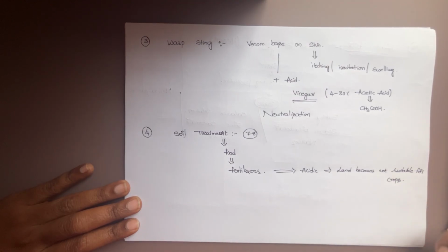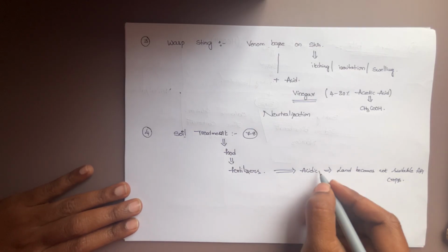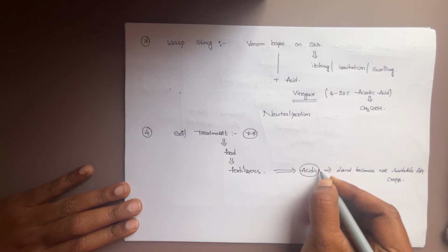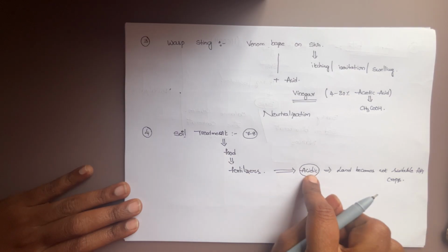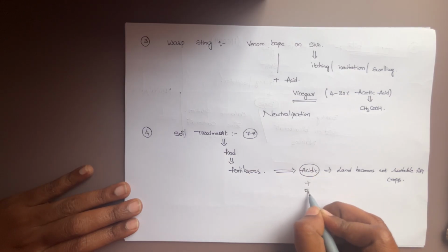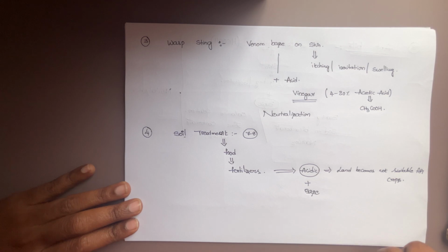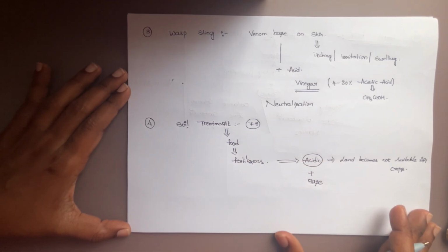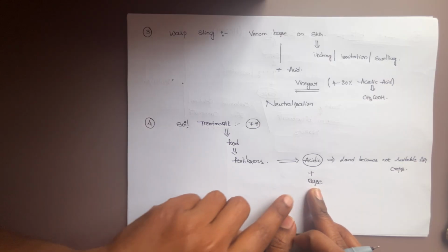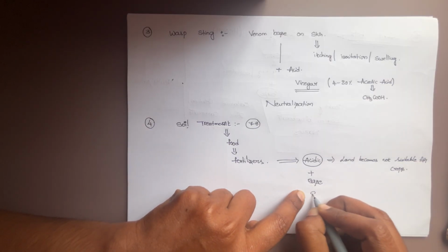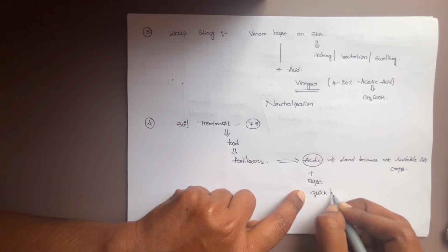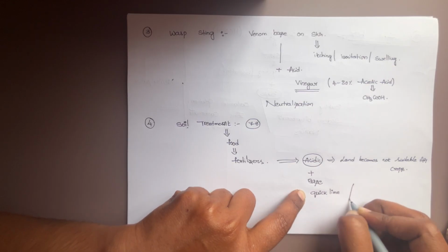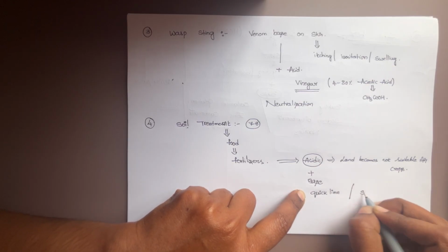Whenever it is not suitable for crops, we need to nullify this acidic character. Like in the previous examples, how do we nullify this acidic character? By adding a base. Whenever we add a base, we can easily nullify its character. Again, here also we are not supposed to use all types of bases. We can use specific types of bases which are suitable for the soil. Those are quicklime, or we can use slaked lime.